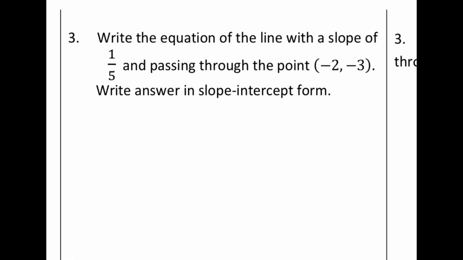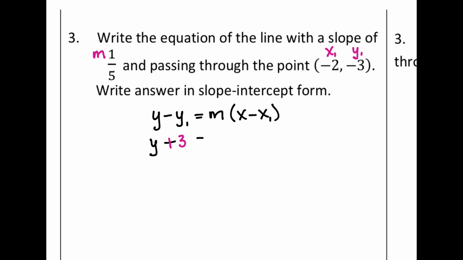Okay? So here we go. Formula. Hopefully you have it memorized by now, but here we go. Y minus y1 is equal to m times x minus x1. I'm going to label things. So this is my slope. This is x1 and y1. Substitute. Here we go. Y minus -3 is equal to 1/5 times x minus -2.